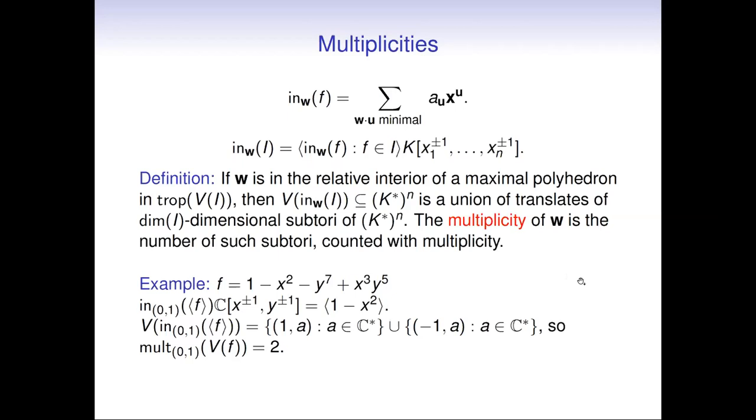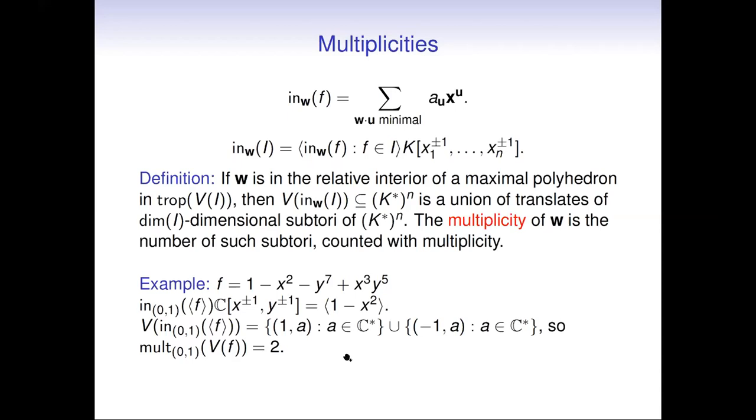Do we always get binomials with the appropriate choice of W? Almost. Not quite, but almost. If the multiplicity is one, then we always will, because then we'll actually have what's called a toric ideal. In general, though, you have a union of these components. Each component is going to be a subtorus, a translate of a subtorus, that will be cut out by binomials. So each component of this initial ideal will be binomials, but the ideal of the union might not be.